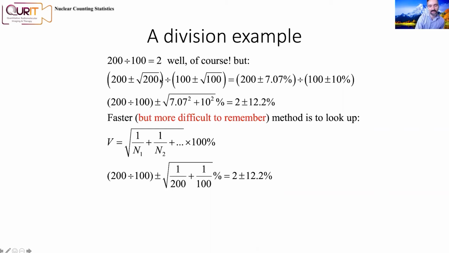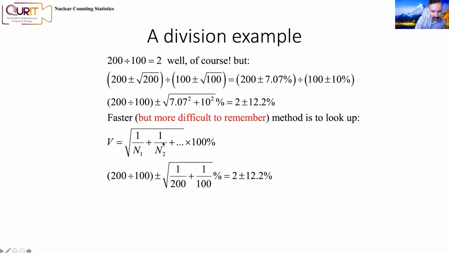Again, you go through the math. This is 200 plus or minus square root of 200, but you have to convert this now to a percentage. So it's 7% for this and 10% for that. Then you add this 7% and 10% in quadrature like this, and you get this number. So the ratio of these two numbers is 2 plus or minus 12%.